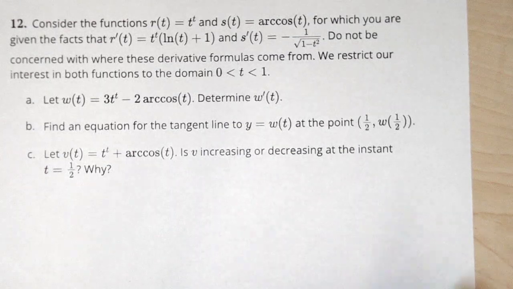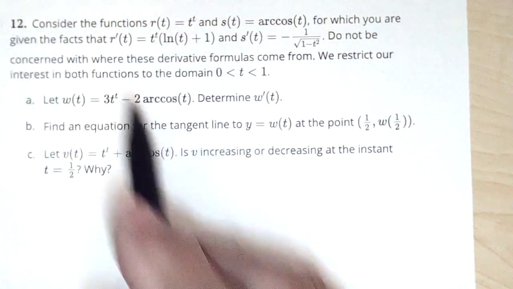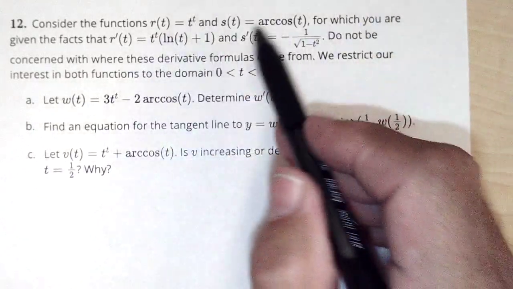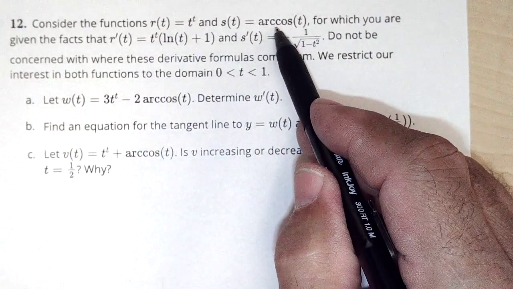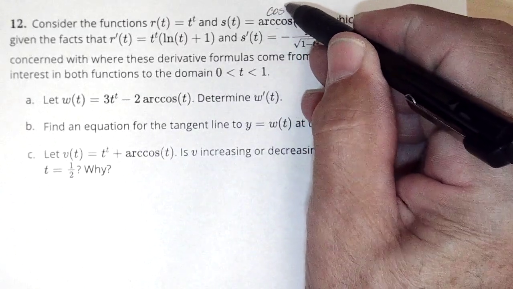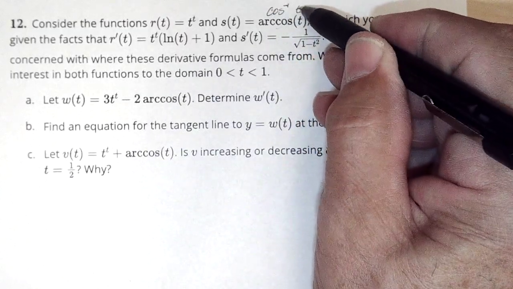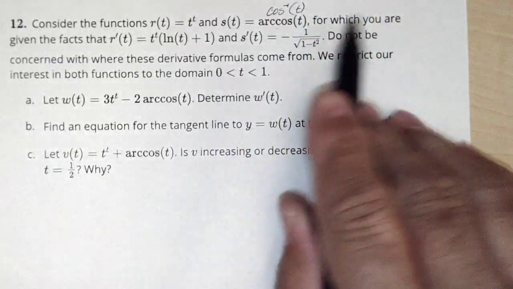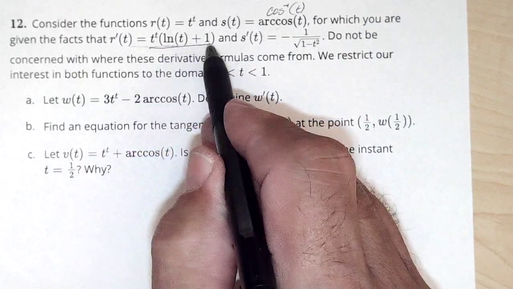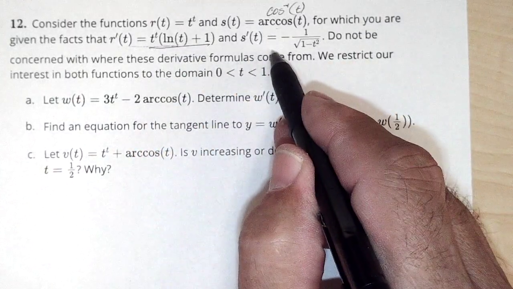Okay, we're going to do number 12 in section 2.1. It says r of t is t to the t, and s of t is arc cosine t. That's on the calculator, that's cosine inverse of t. They're telling you that this is the derivative of r of t, and this is the derivative of s of t.